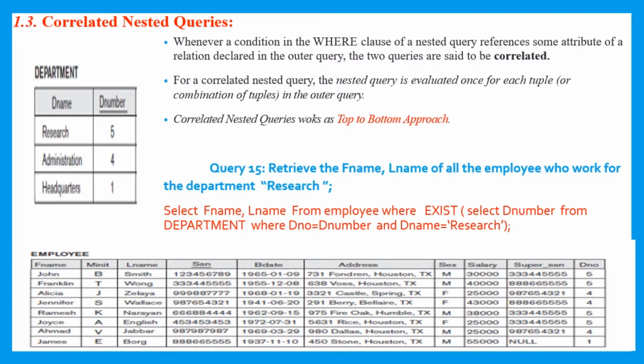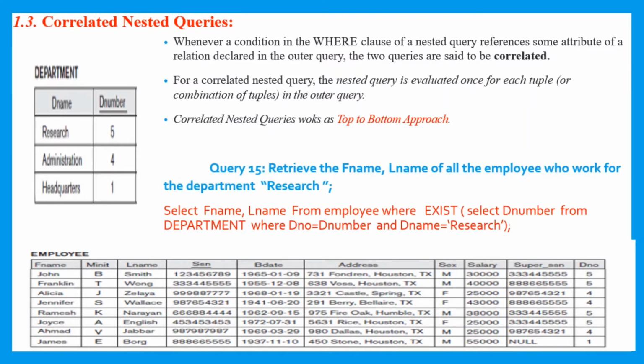Now the first row of the outermost query will be executed, and that result will be compared with the innermost query over all the rows until the result is found. This process will be repeated in a correlated nested query. Let us see an example.